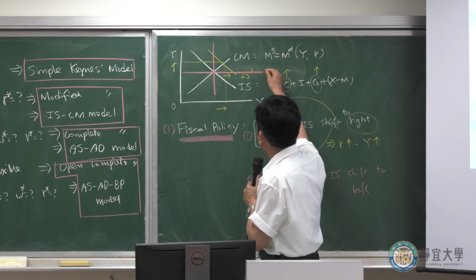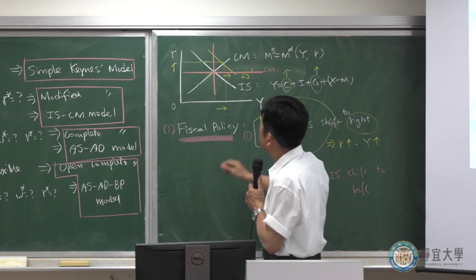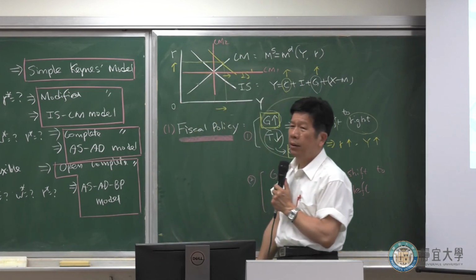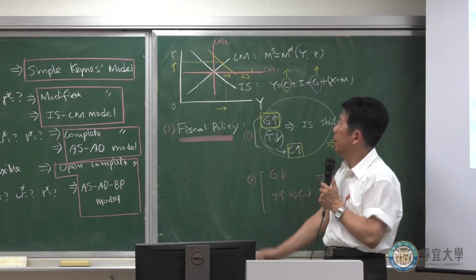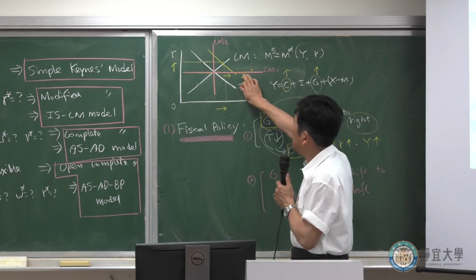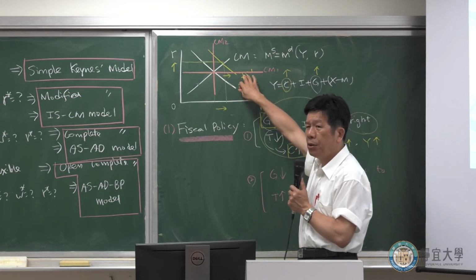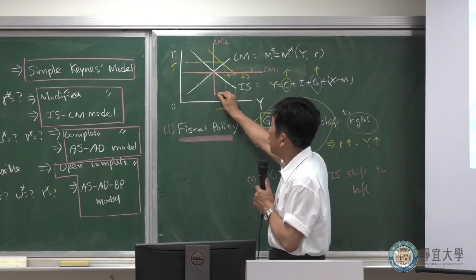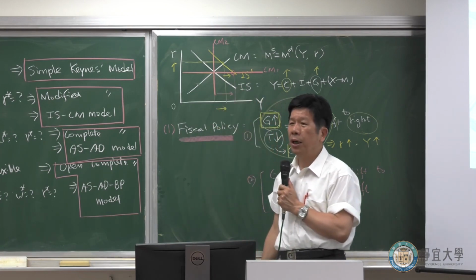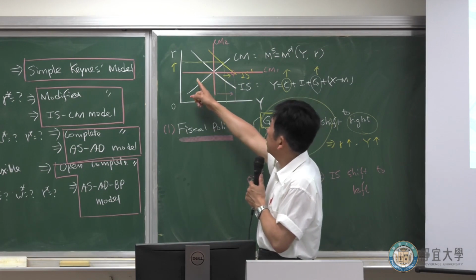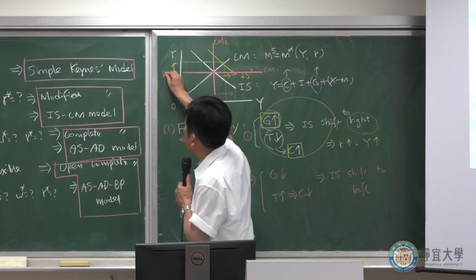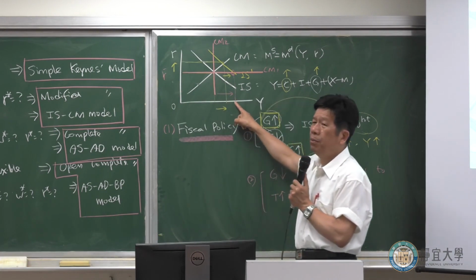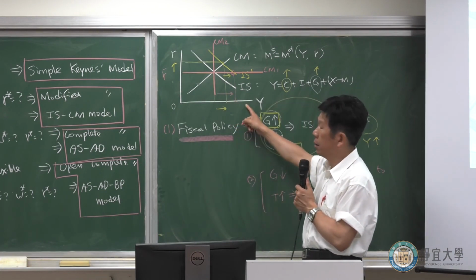So here, maybe we can let this be LM1, and this is LM2. One day, if the LM situation is like a horizontal situation, you can see the government policy is very, very effective, because they can keep the interest rate constant. The interest rate is constant, but they can let the output or income increase.